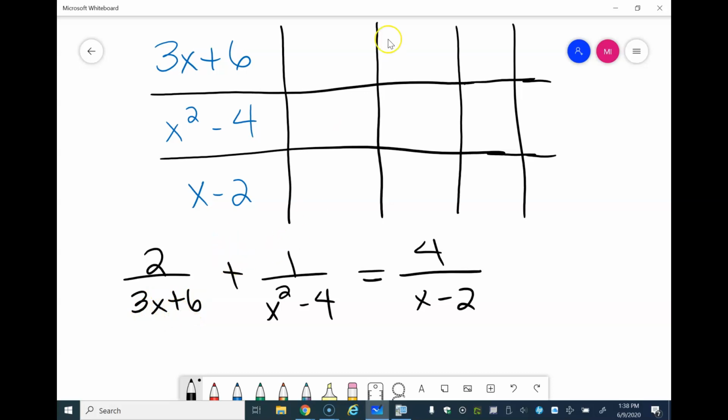To start off, you're going to make yourself a chart. Put only denominators in the first column. So 3x plus 6, 3x plus 6, x squared minus 4, and then x minus 2 in our first column. The next thing we're going to do is factor. How can we break this apart into two things being multiplied together? Well, I notice I can factor out a 3 here. So if I factor out a 3 here and a 3 here, what does that leave me with?